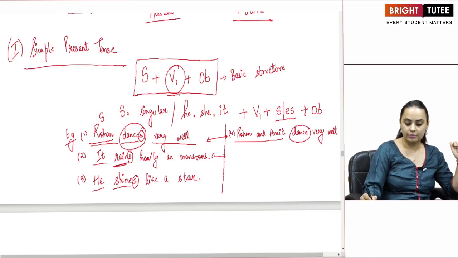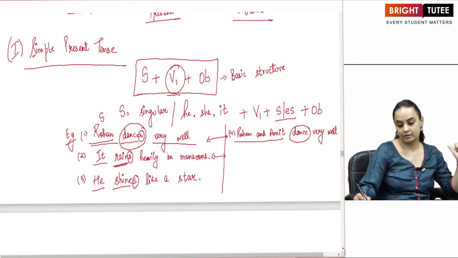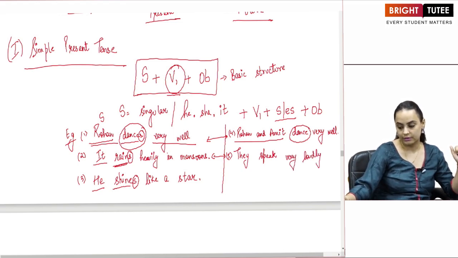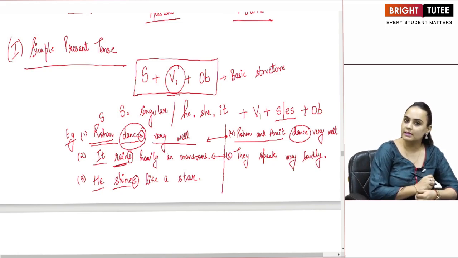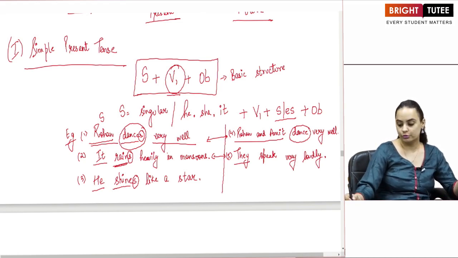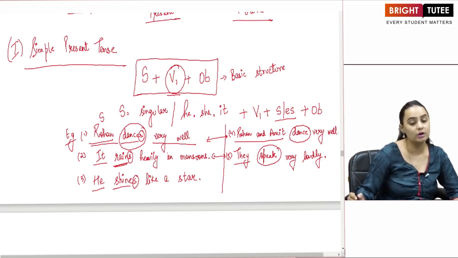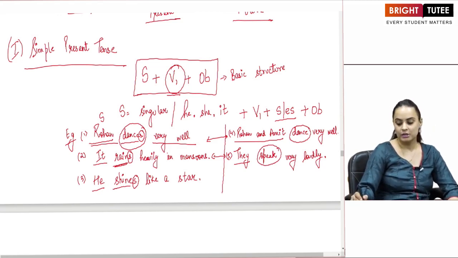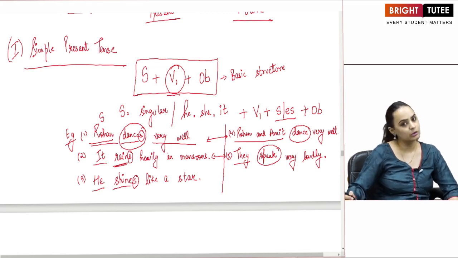If I give you another example, they speak very loudly. Now, what is my subject in the sentence? They, which is clearly plural. Since my subject is plural, therefore, there is no s or es at the end of my verb and it remains as it is. So, they speak very loudly.